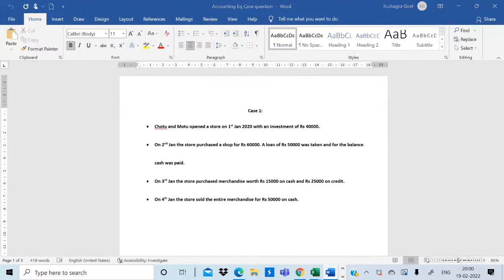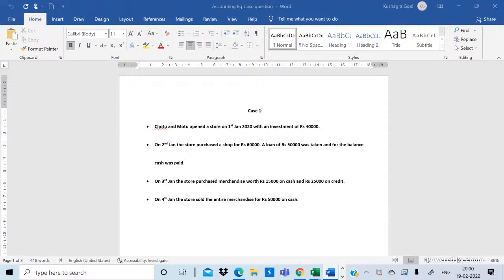So let's look at the first one. The first one is, so there are two friends, Chotu and Motu. What they've done is they've opened a store. So that's like a company on 1st of Jan 2020 with an investment of 40,000. So this they did on 1st of Jan.